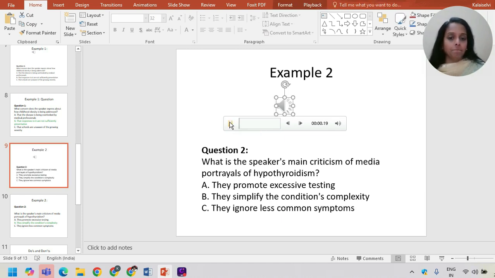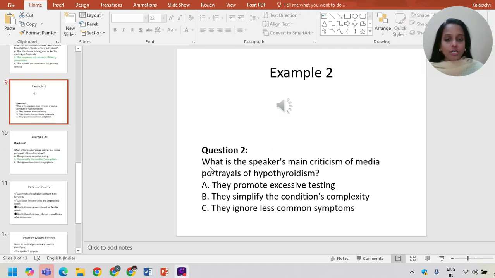The media tends to exaggerate hypothyroidism symptoms. Fatigue and weight gain are real, but they're not the only signs. And not every patient with these symptoms actually has thyroid issues. It's this oversimplification that leads to overtesting, and even overmedication in borderline cases.